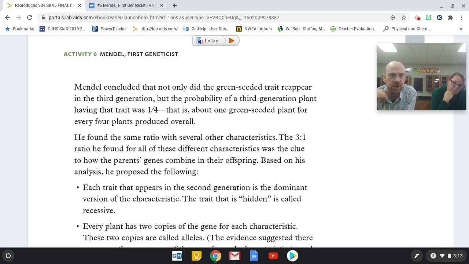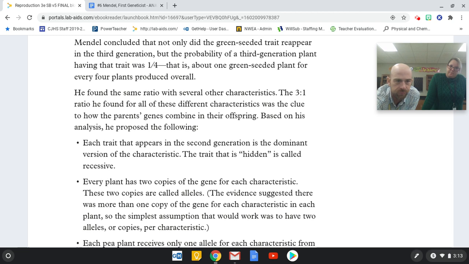The 3-to-1 ratio he found for all of these different characteristics was the clue to how the parents' genes combine in their offspring. Based on his analysis, he proposed the following. First thing, each trait that appears in the second generation is the dominant version of the characteristic. The trait that is hidden is called the recessive trait.